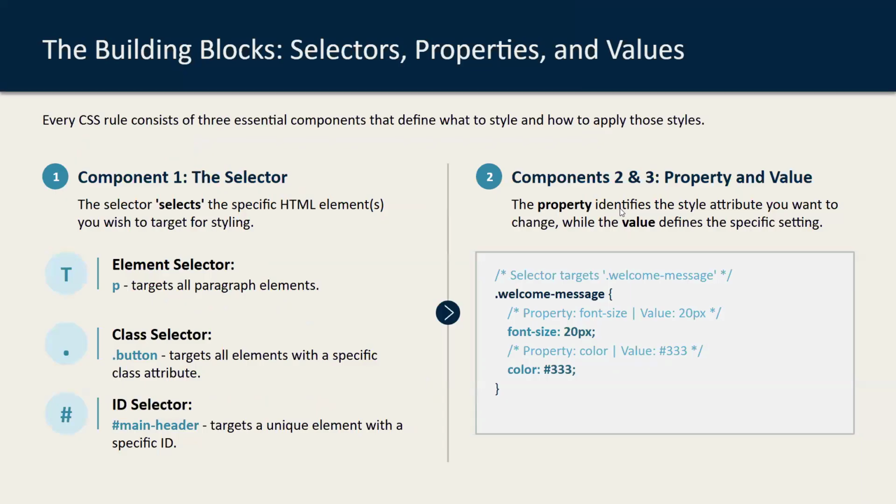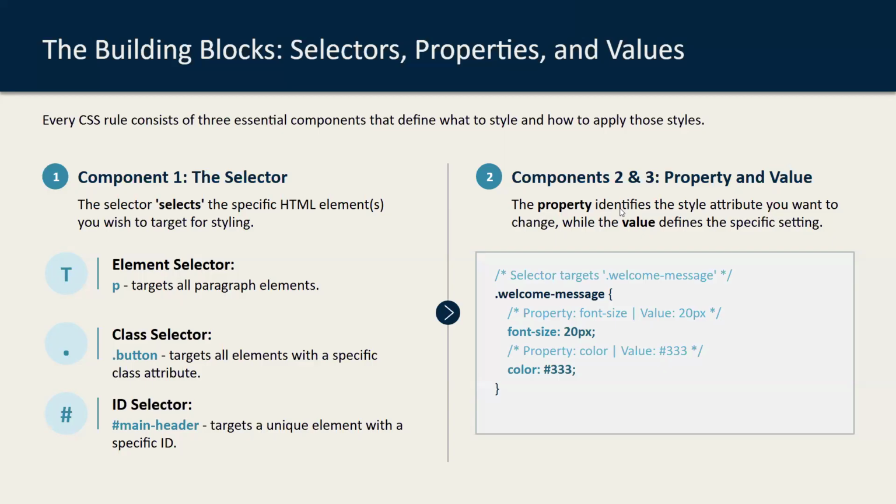Now let's look at the building blocks of CSS rules. They consist of three essential components, and those are selectors, properties, and values. Every CSS rule follows the same basic idea. Who are we targeting? What are we changing? And what are we setting it to?